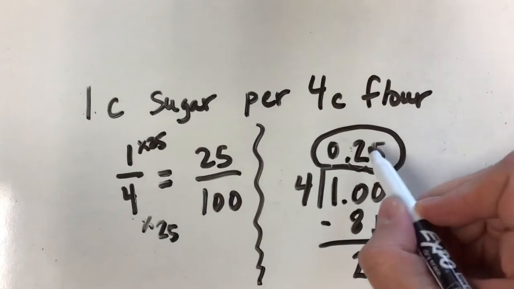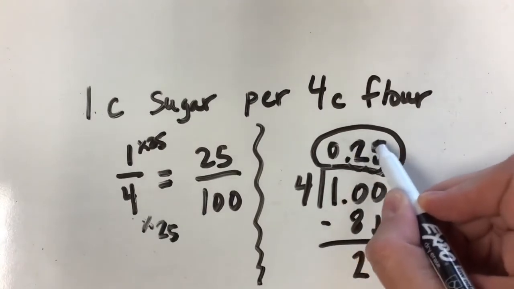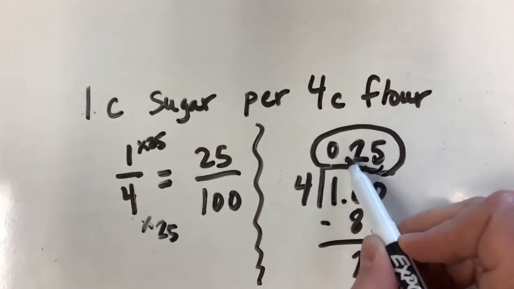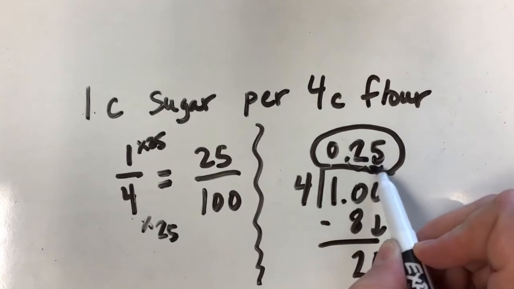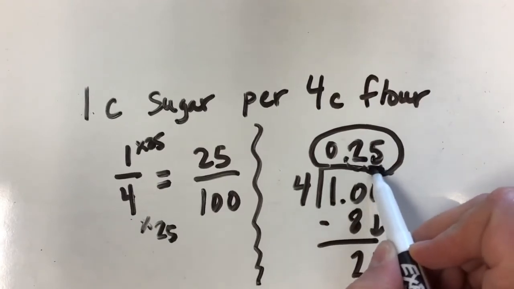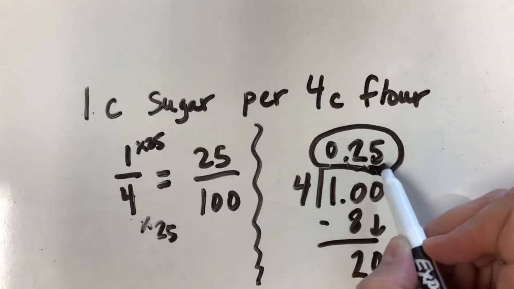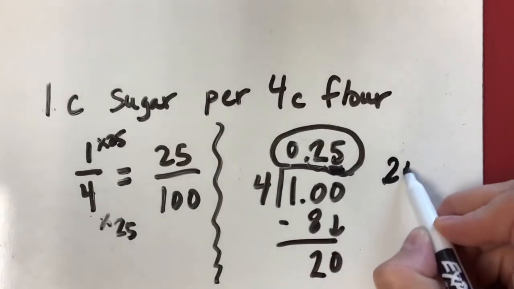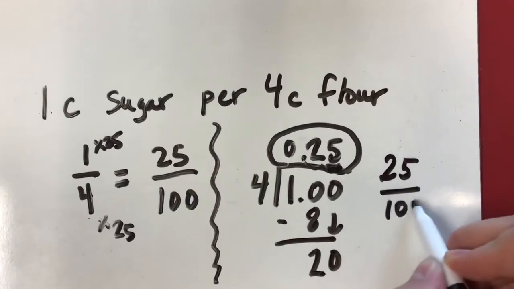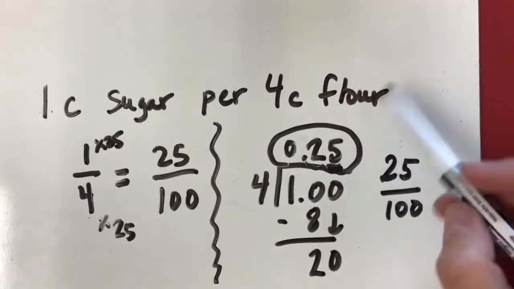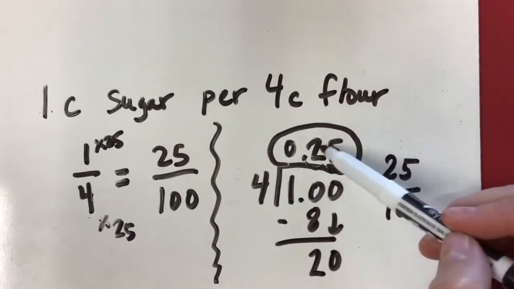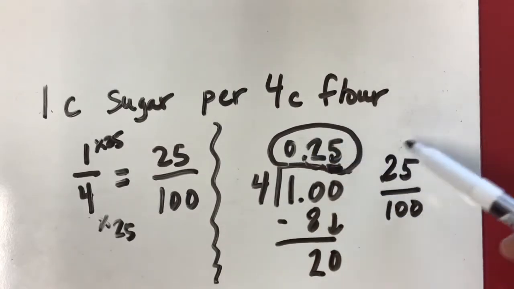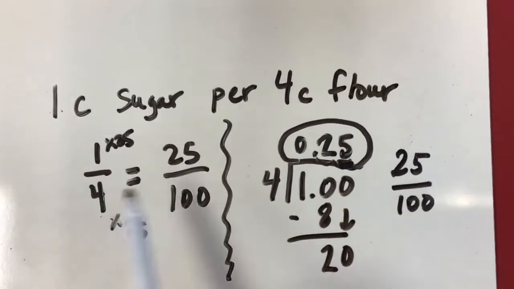The reason why is because this 25 right here, with the decimal here, is in the hundredths place. That's the hundredths place. Now we're saying per 100, so if this is in the hundredths place, the fraction of this decimal looks like this. So see, you can actually do it both ways.